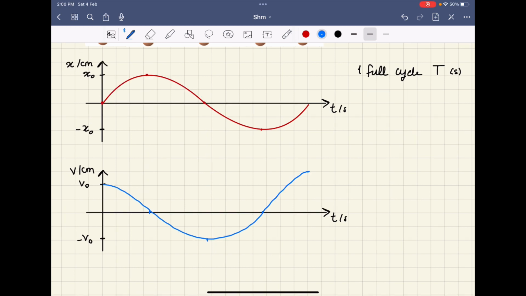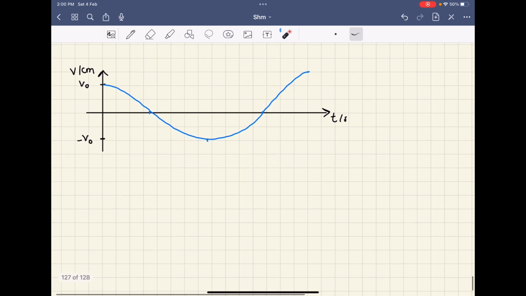Alright, I tried my best and this is what we got. You can see that we have the critical points which show that at displacement 0, velocity is max; at displacement max, velocity is 0; displacement 0, velocity max; displacement max, velocity 0; displacement 0, velocity max.